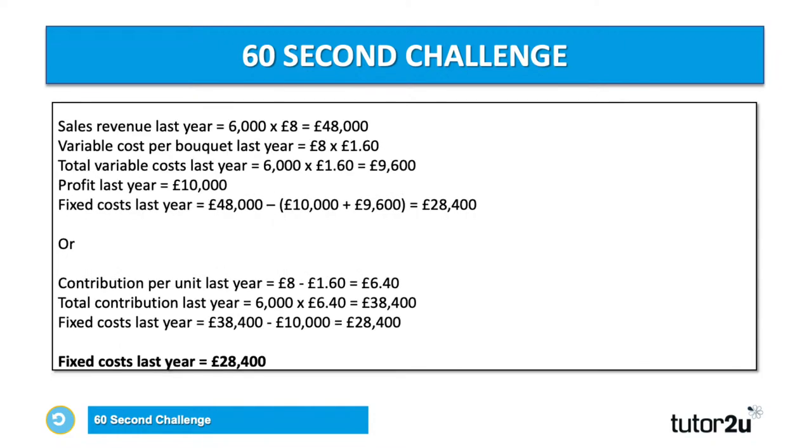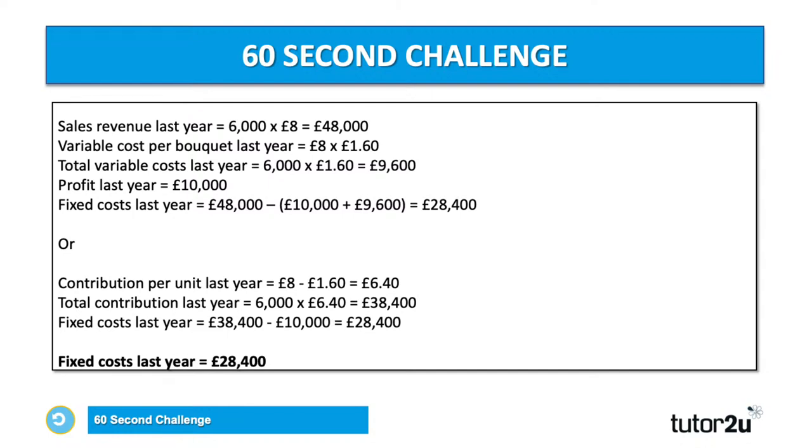Thank you. So the first thing that we need to do is to work out the sales revenue from last year. 6,000 bouquets sold, multiplied by a price of £8 per bouquet, £48,000. We then need to work out those variable costs. We're told the variable cost per unit is £1.60. That gives us a total variable cost figure for last year of 6,000 multiplied by £1.60, which is £9,600. We're told as well the profit for last year, £10,000.